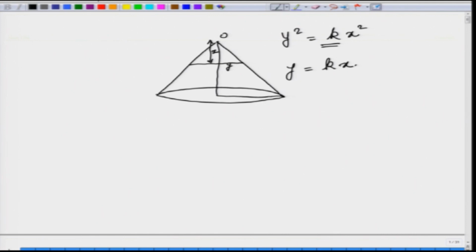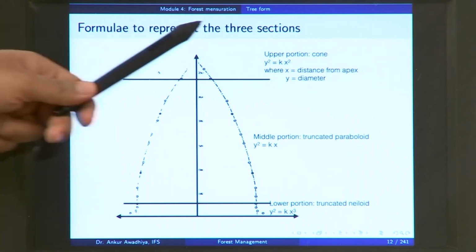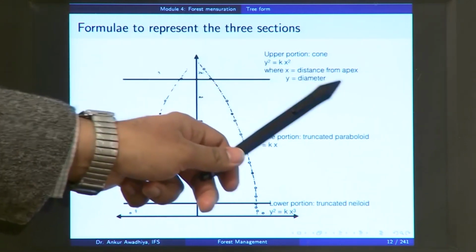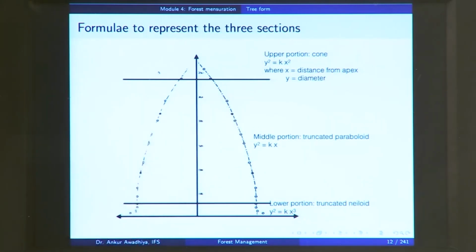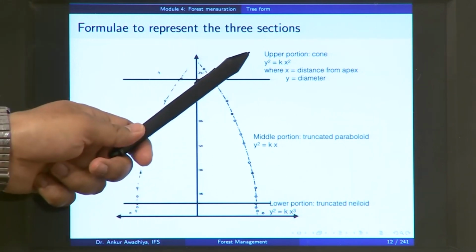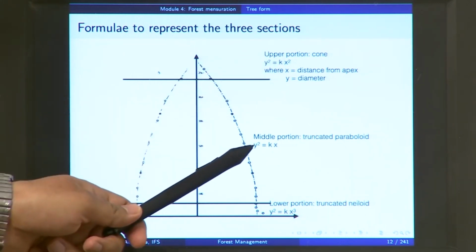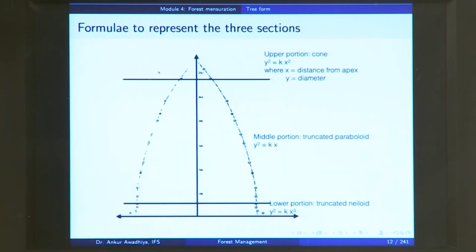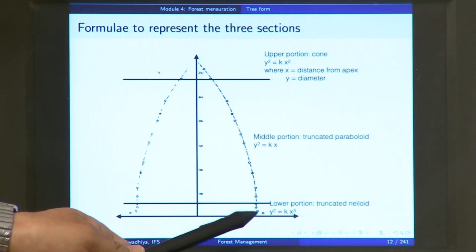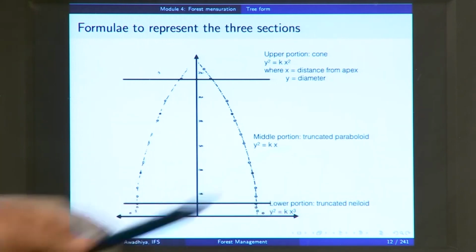to generalize these equations for all these 3 portions, we are using y square. So the upper portion or the cone is y square is equal to k x square, where x is distance from the apex and y is the diameter. Now the middle portion is a truncated paraboloid, and here in place of y square is equal to k x square, you have y square is equal to k x, and the lower portion is a truncated neiloid, the equation for which is y square is equal to k x cube.